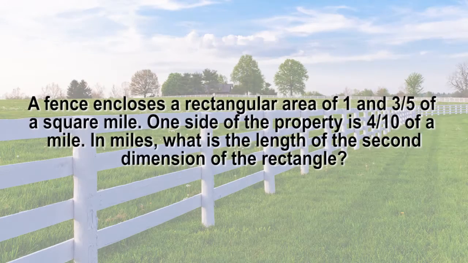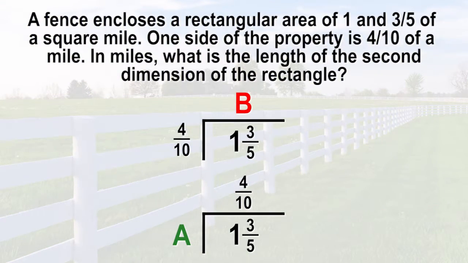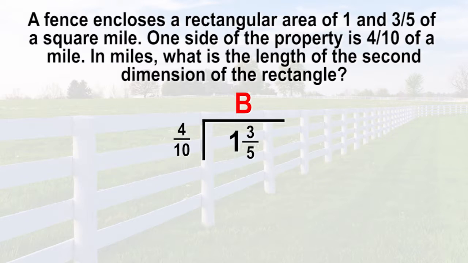A fence encloses a rectangular area of 1 3/5 of a square mile. One side of the property is 4/10 of a mile. In miles, what is the length of the second dimension of the rectangle? What multiplication equation could be used to check the answer above? Does it matter which strategy you use in this case? No, in this problem, either position is correct. Because of the commutative property, either way will give you the same answer. However, the top example is most commonly used, so let's try it.